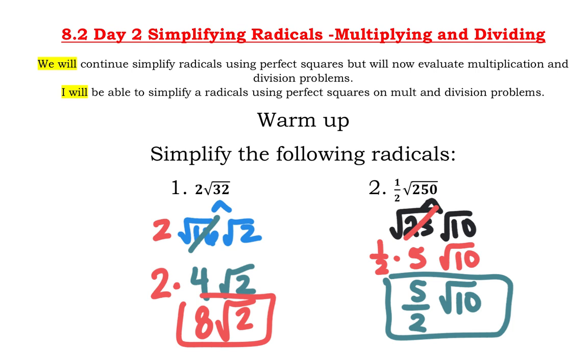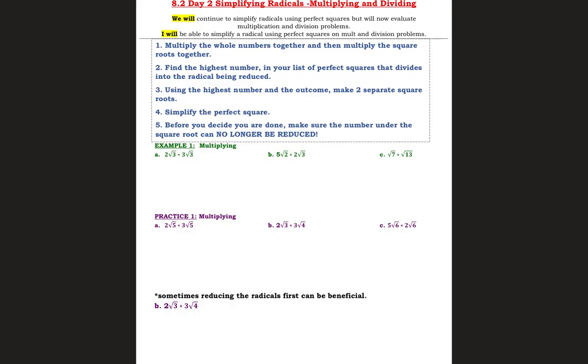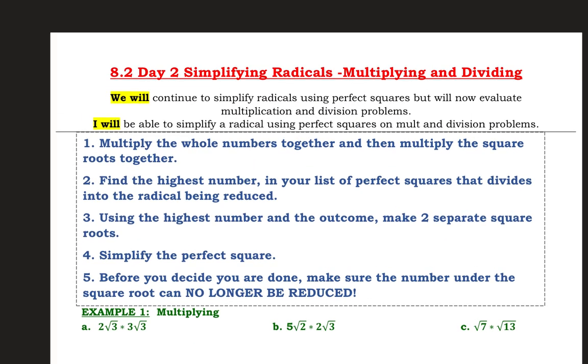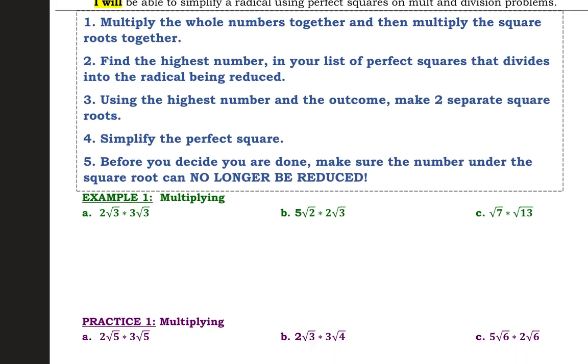All right, so it's gonna go over to the notes. We're gonna go ahead and look at multiplying and dividing. So like yesterday, the steps for multiplying are in the box. I'll go through them, and then I'll go through them again as we're going through the problems. So the first step says, multiply the whole numbers together, then multiply the square roots together. So multiply the whole numbers together, and then the square root.